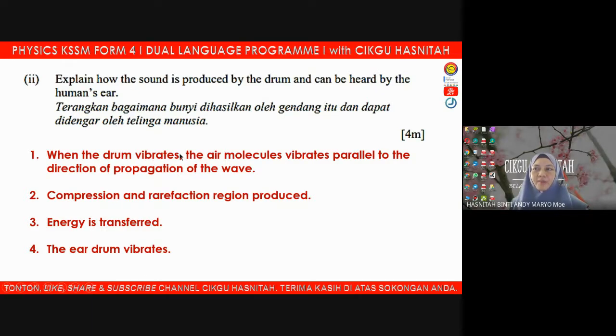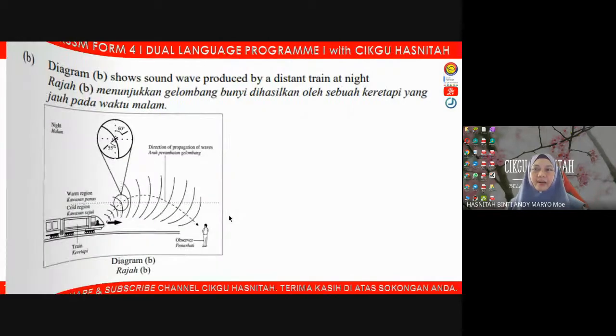It starts from the vibration of the drum, which vibrates the air particles around it. Okay, and it travels parallel to the direction of propagation, producing compression and rarefaction regions. By then, energy is transferred and it hits our eardrum and vibrates it. Alright? Okay, and then our brain tells us what sound we hear.